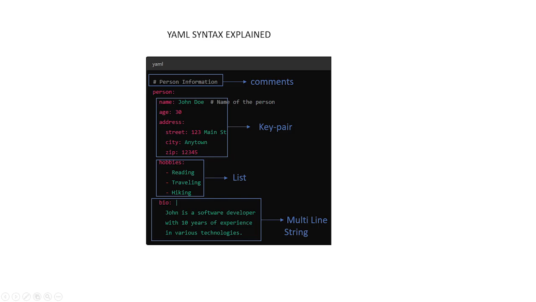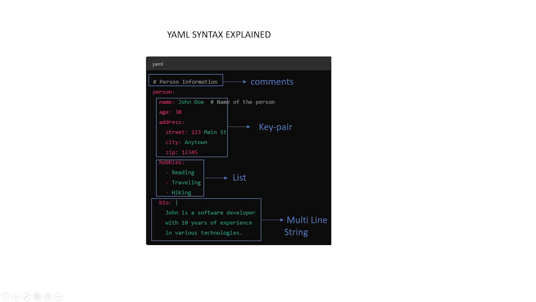Okay. Next, we have multi-line string. So bio is the key. We have used the pipe sign for the multi-line string. So the pipe sign will put all three different lines in a single line. Okay, that is how we are using multi-line string in YAML. I hope it's much clearer now. If you have any question, just leave it in the comment, and I will try to provide the answer.